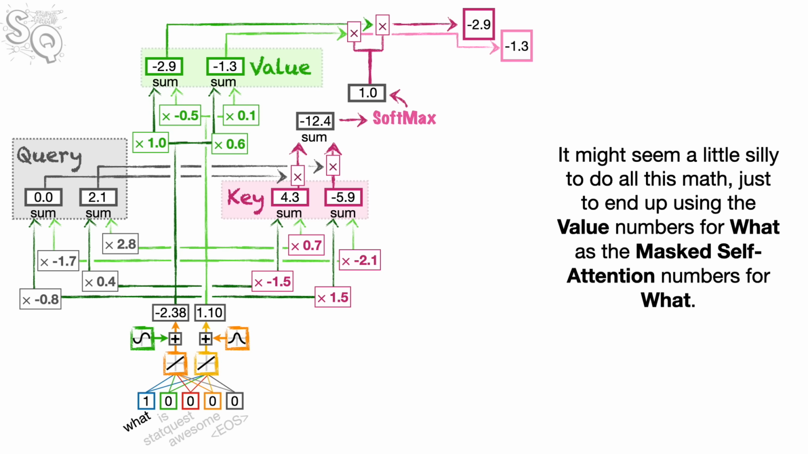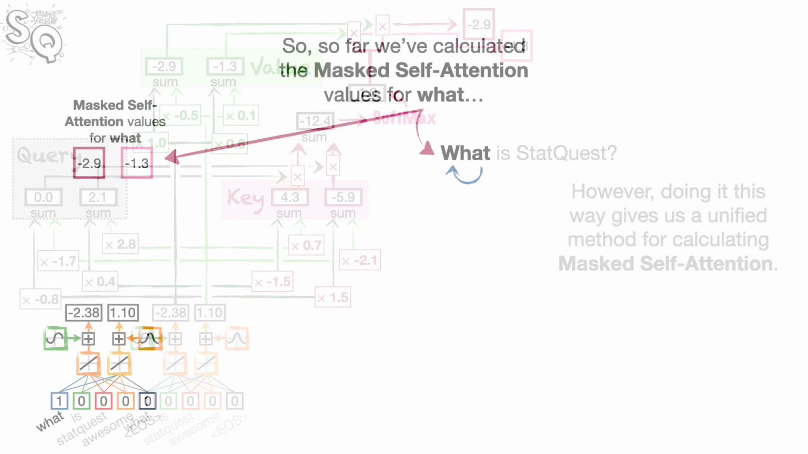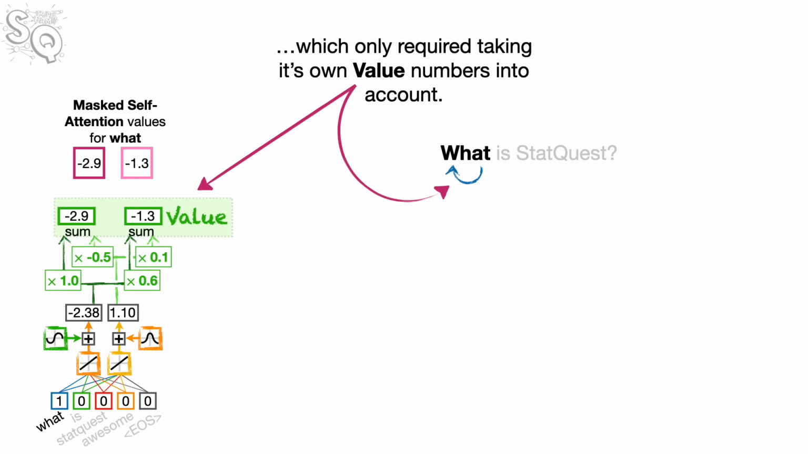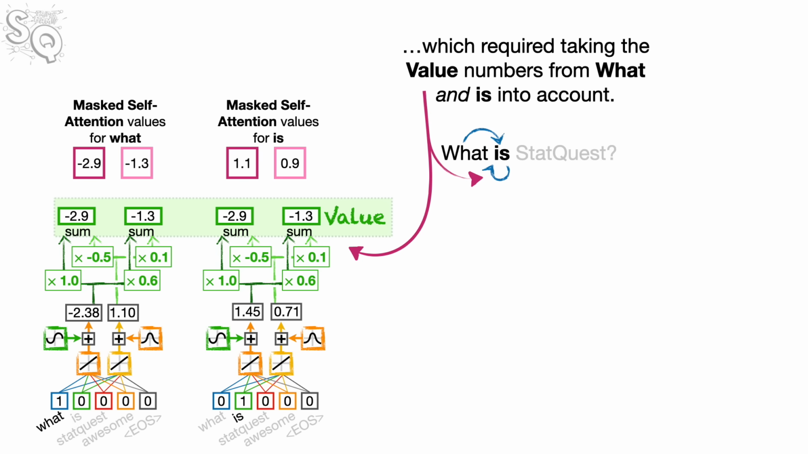It might seem a little silly to do all this math just to end up using the value numbers for "what" as the masked self-attention numbers for "what". However, doing it this way gives us a unified method for calculating masked self-attention. So far we've calculated the masked self-attention values for "what", which only required taking its own value numbers into account. And we calculated the masked self-attention for "is", which required taking the value numbers from "what" and "is" into account.